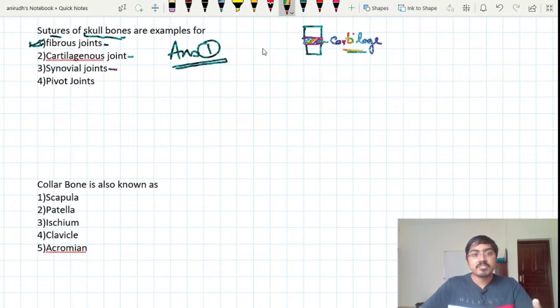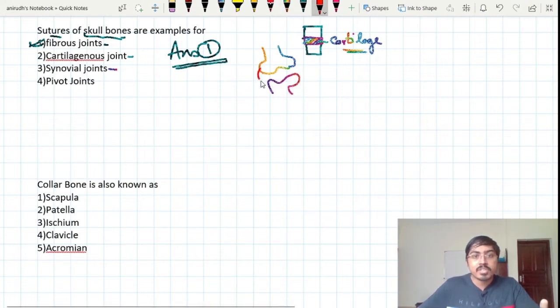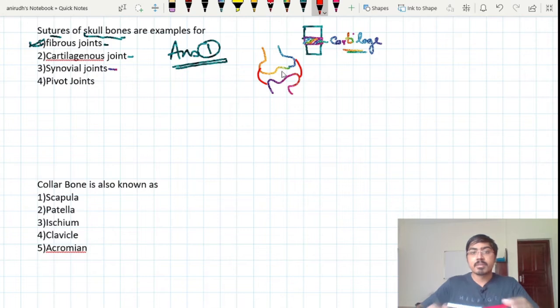Synovial joint means if this is one bone and this is another bone with which the bone is making a joint, there is a kind of synovial membrane over here, and the synovial membrane surrounds the joint. This joint has a synovial cavity which is filled with synovial fluid for shock absorption, nutrition, etc. Pivot joint is a type of synovial joint. Okay, so I hope you have got the answer here. Fibrous joint, no movement at all. Cartilaginous joint, limited movement. Now synovial joint, high movement. So this is how you will differentiate these things.